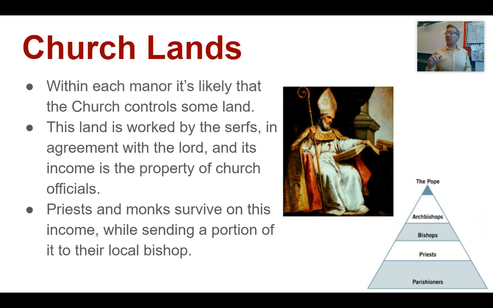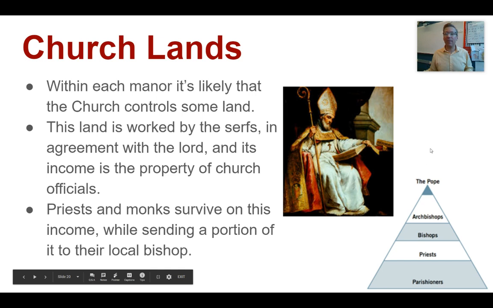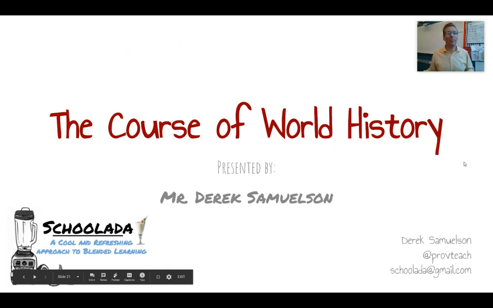Now, church lands also existed within this system. Within each manor, it's likely that the church controlled some land, and this land was worked by serfs in agreement with the lord, and its income became the property of the church. This serves to provide priests and monks with the resources and income that they need, and it also serves a part of their wealth to the local bishop, so the Catholic Church as a whole would benefit from the manorial system as well.